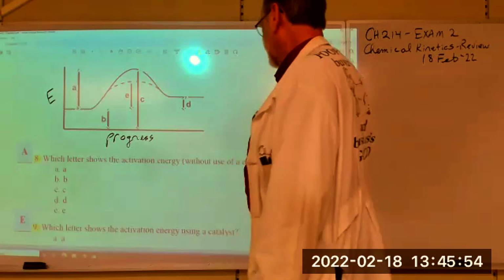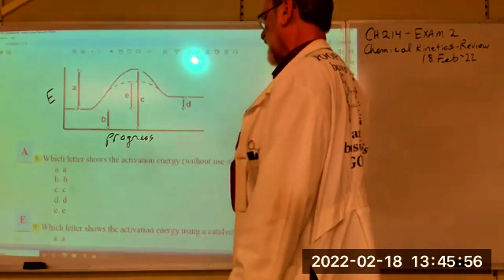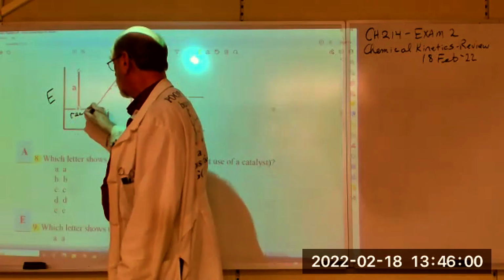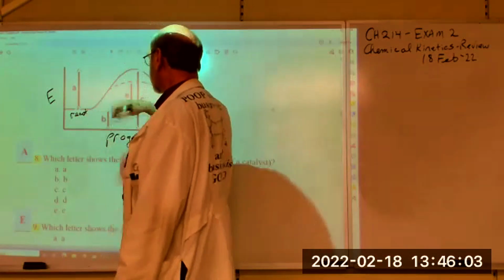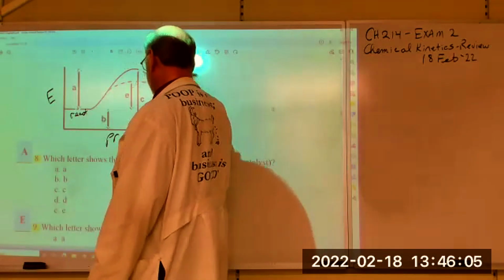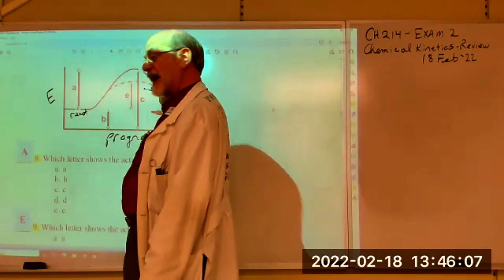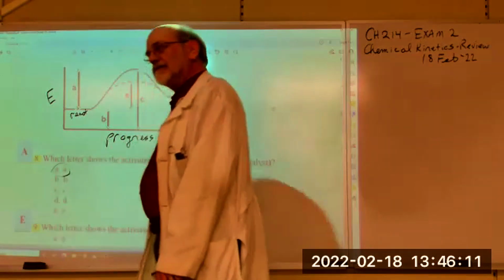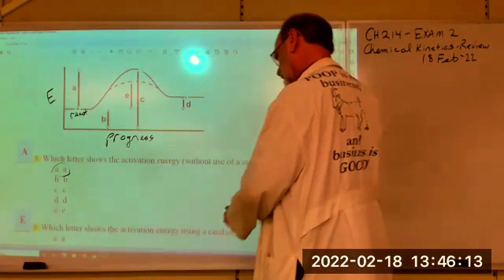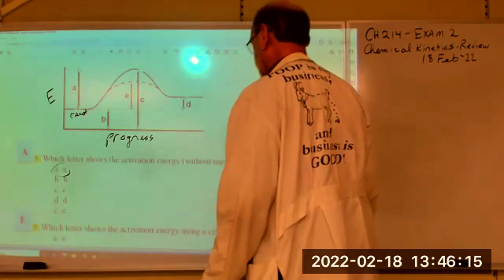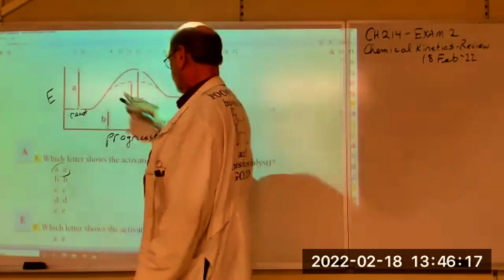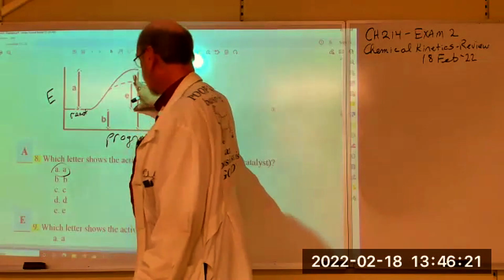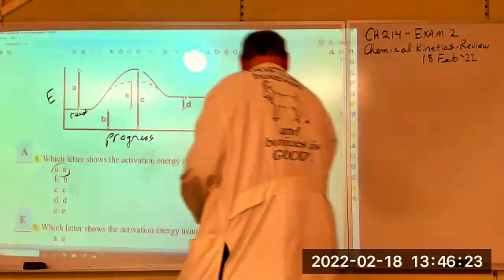Which letter shows the activation energy without the catalyst? So this is the reactants, and they've got to get up to a certain energy in order to go to the other side, activation energy. So yeah, A is the right one for that. It's easy too. Which letter shows the activation energy using a catalyst? Right, there's the catalyst curve. E is the energy. Yep.